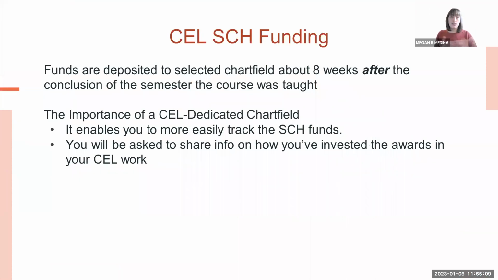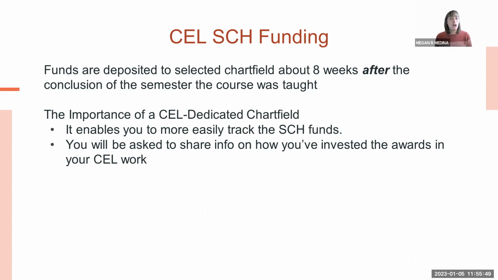This funding is deposited in the chart field that you provide in your course designation application. Or if that changes, you can always email me and we will get that updated in our CEL course database. Those funds are deposited after the Office of Budget, OBIA, does all the calculations, sends them to the Bennion Center. We verify all of them and say, yes, please make the fund transfers. Fund transfers happen in 2 steps. So all of that usually happens about 8 weeks after the conclusion of the semester the CEL course was taught in. So the funding does come post course being taught.